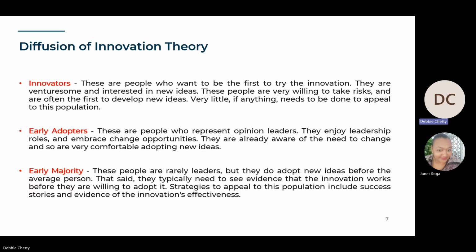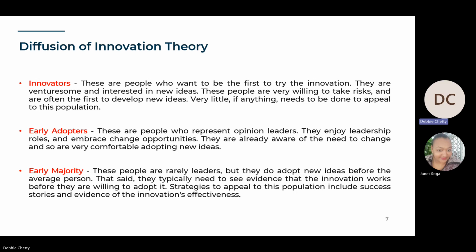So in the diffusion of innovation theory, there are five aspects. So here on the slide, you can see the first three. We have the innovators. Now, these are people who want to be the first to try the innovation. They are venturesome and interested in new ideas. And these people are willing to take risks and are often the first to develop new ideas. Very little, if anything, needs to be done to appeal to this population. Then you also have the early adopters now. These individuals represent opinion leaders, so they enjoy leadership roles and embrace change opportunities. They are already aware of the need to change and so are comfortable adopting new ideas.